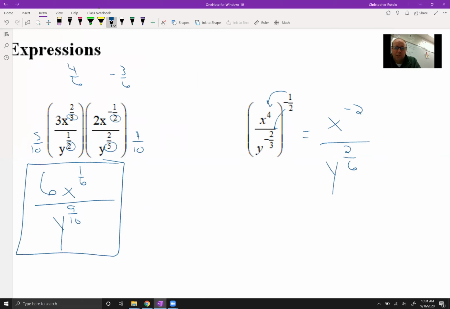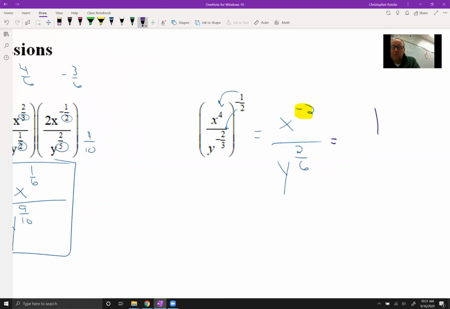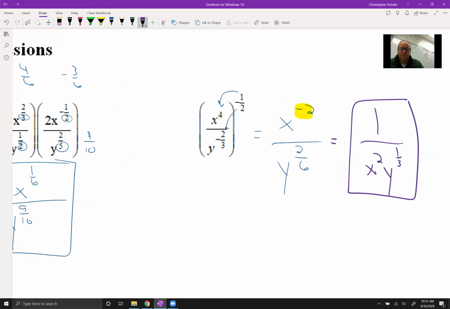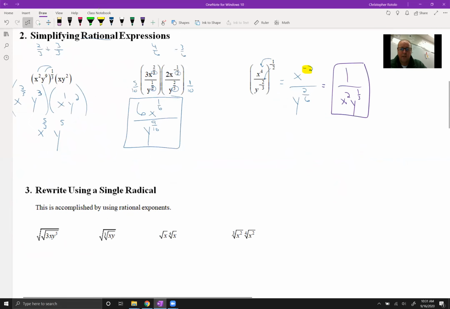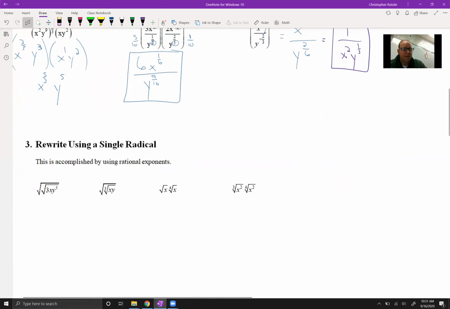Right, so we're going to reduce that to 1/6, but that's okay because we also have to take care of this negative exponent on the x, which means we're going to drop this term to the denominator. So it'll be 1 over x squared and y to the 1/3. So to clean those things up. All right, so that's kind of the quick part of that.